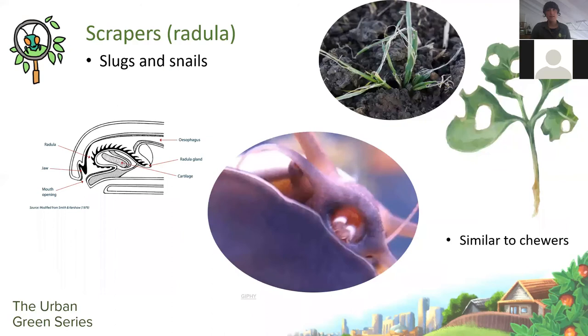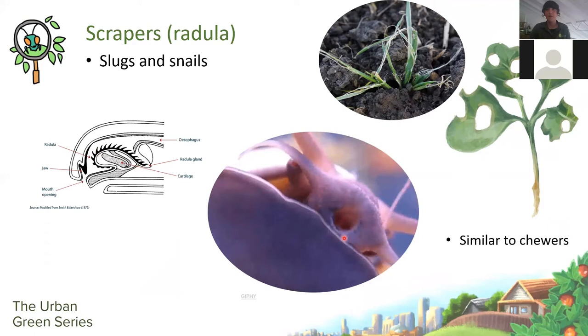The next group we have are the scrapers. These are slugs and snails. They probably have the weirdest mouth parts. They have a tongue that's just covered with thousands of tiny little teeth called radula. You can see in this GIF when he pops his little tongue out, you can just barely make out all those little teeth, the rough surface.